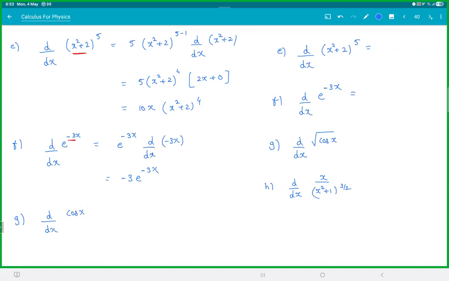This is cos x to the power of half. This is function to the power of half, and this should be half into cos x whole power half minus 1, and then differentiate your cos x. This would be 1 by 2 root cos x, and cos x's differential is minus sin x.